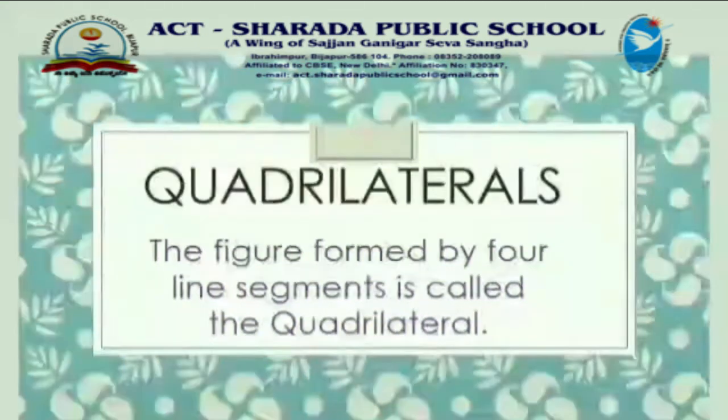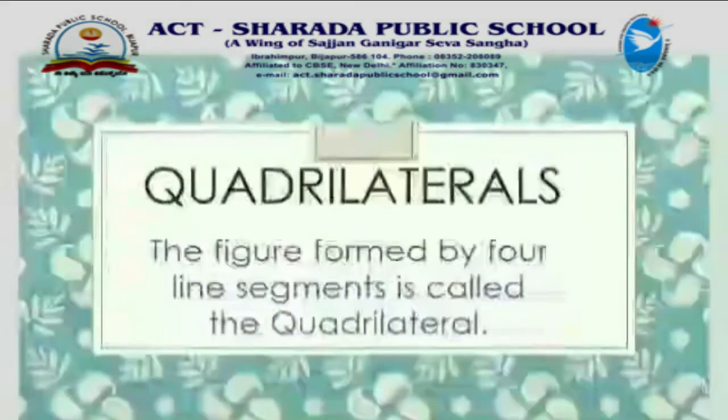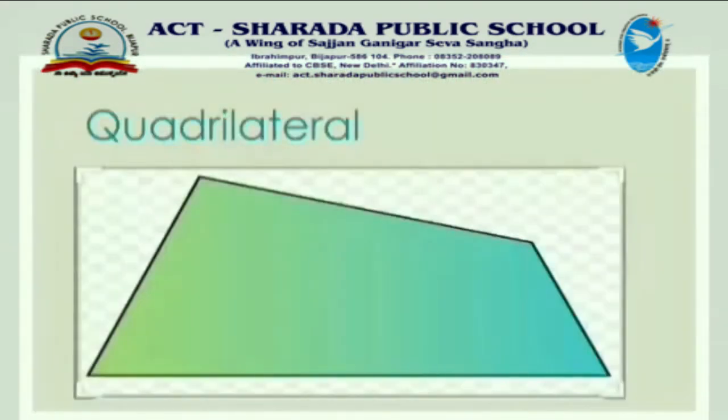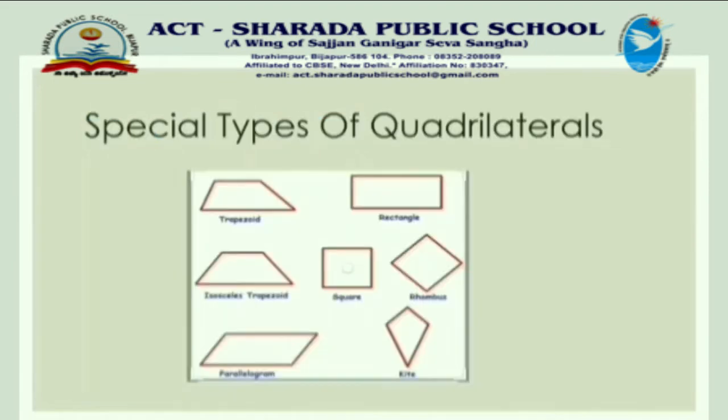What is a quadrilateral? The figure formed by four line segments is called a quadrilateral. Here is the image of a quadrilateral which is formed by four line segments. There are special types of quadrilateral. They are trapezium or trapezoid, rectangle, isosceles trapezoid or trapezium, square, rhombus, parallelogram, kite.